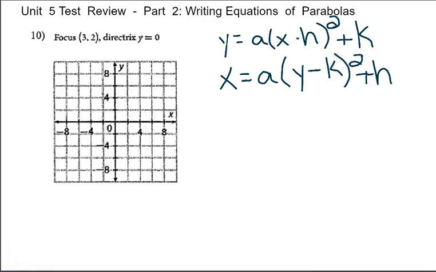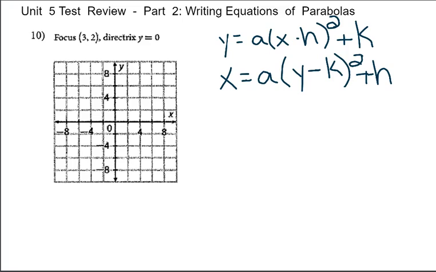Hello everybody, this is over the Unit 5 test review, and this will be part 2, writing equations of parabolas. This video correlates with our notes from section 5.2, so for more examples or for extra practice, please look back at our website at section 5.2 for those notes.